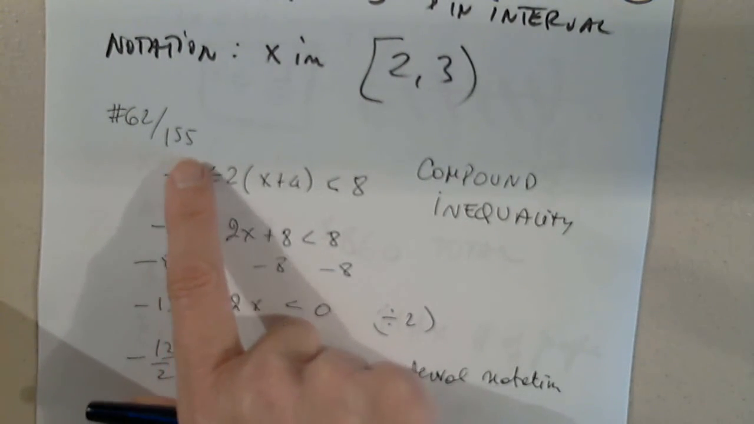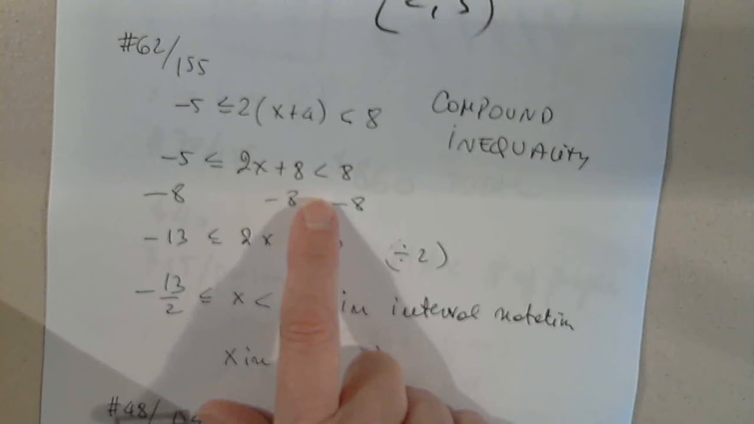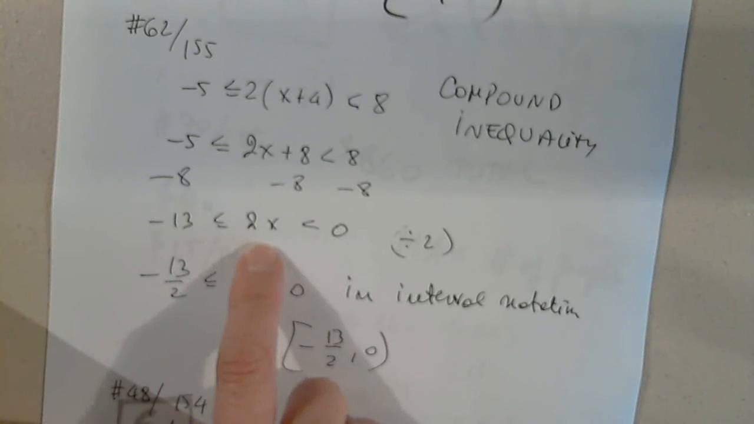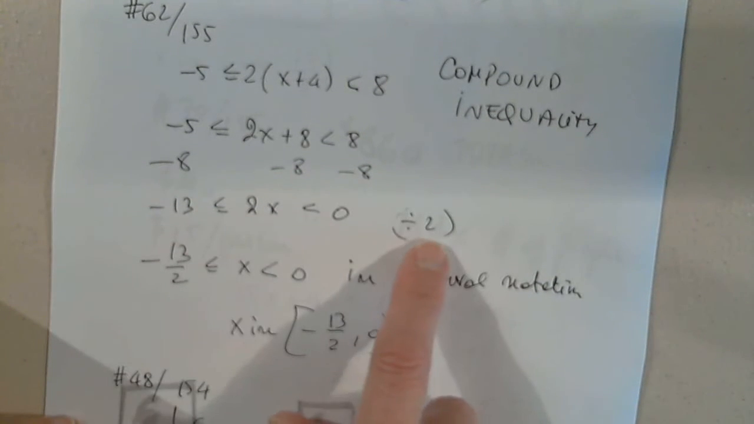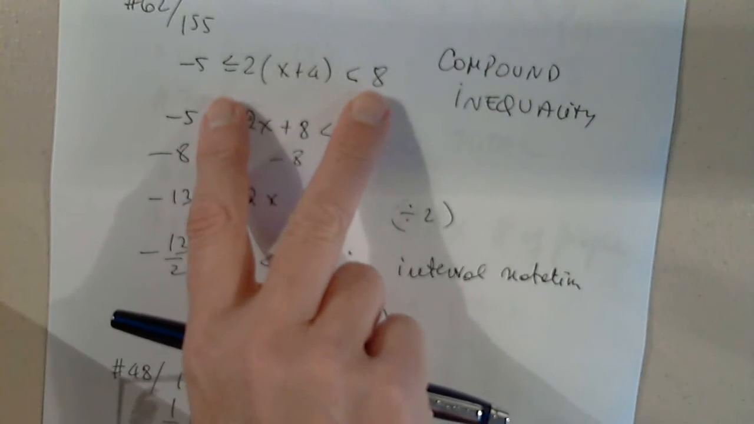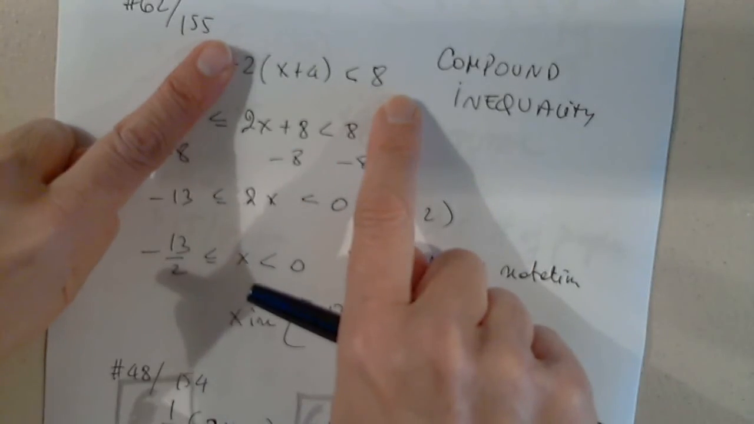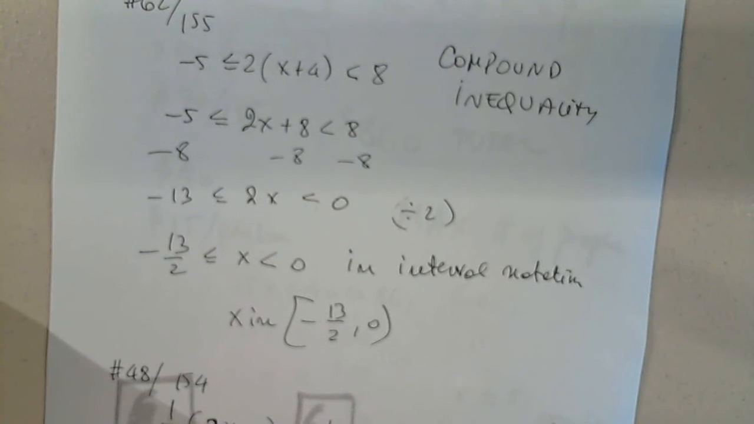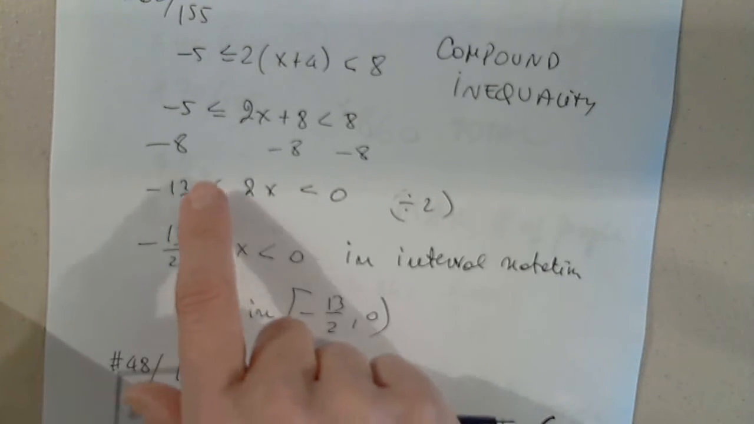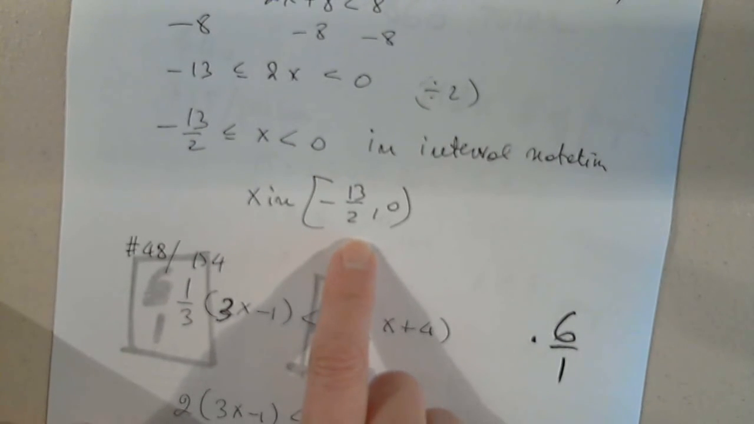Then I picked problem 62 on page 155, and this was the problem. We distributed 2 inside, then we subtracted 8 in order to solve for x, and finally we got 2x. And in order to solve for x, we divided both sides by 2. This is what's called a compound inequality. There are 2 inequalities put together. This is one inequality, and this is the other. But we do not separate them. It will not be a mistake to separate them, but you will make it more difficult. We subtracted 8, we divided both sides by 2, and this was the interval notation.